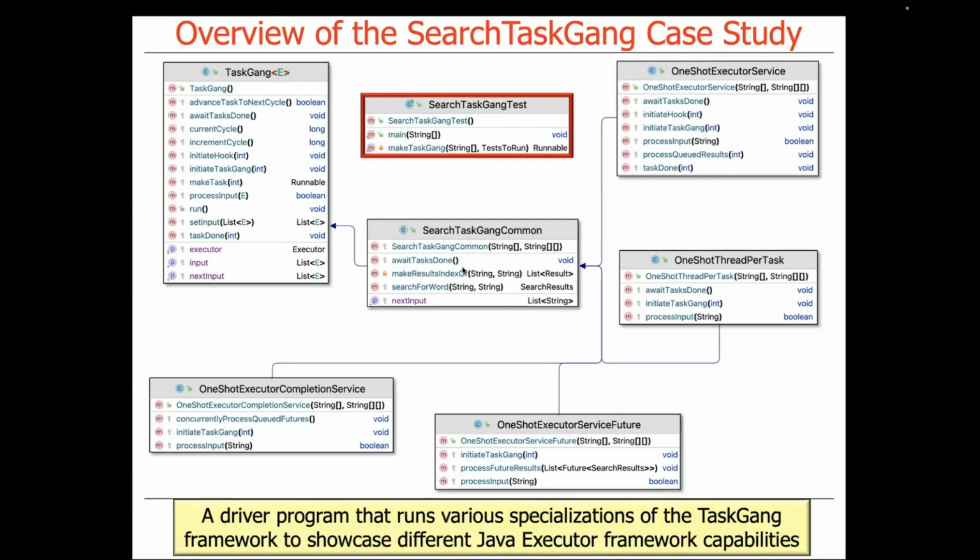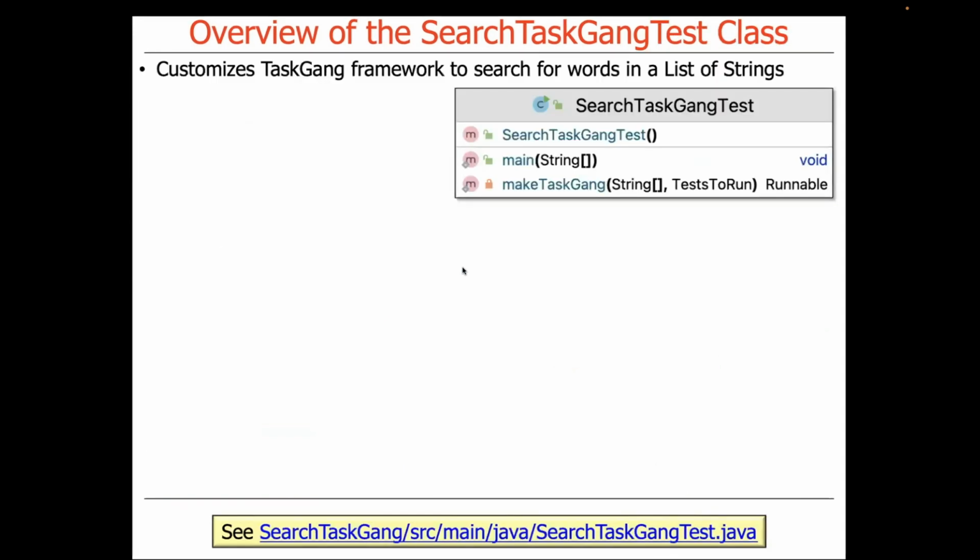What we're going to focus on first, however, is something that's called the SearchTaskGang test, which is a driver program that runs various specializations of the TaskGang framework to show off different Java executor framework capabilities. So here's what the class diagram looks like for SearchTaskGang test. And there's also a link to the source code here at the bottom of the slide, which of course you can get in my GitHub repository.